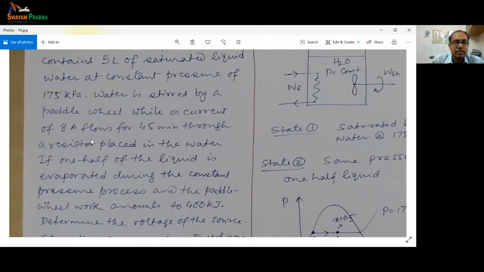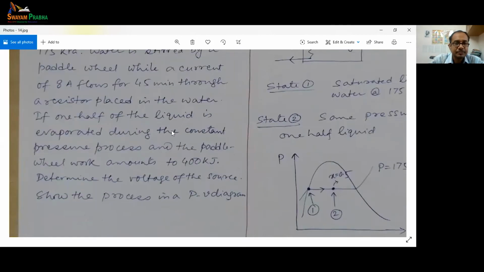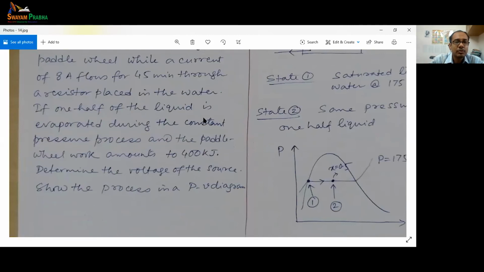Now water is stirred by a paddle wheel. Okay, so you have a paddle wheel which is giving some work input to that body of water, while a current of 8 ampere flows for 45 minutes through a resistor placed in the water. So there are two inputs. One is mechanical work input through the paddle wheel, and another is electrical work input through a resistor, and the current and duration are given. If 1/2 of the liquid is evaporated during the constant pressure process.